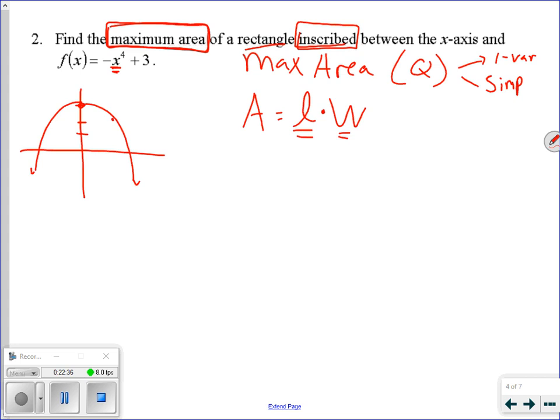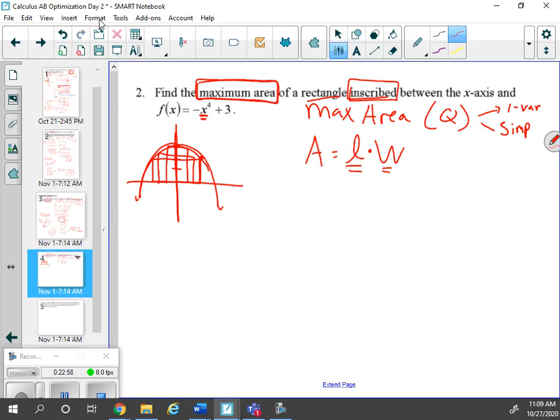It's going to go down, touch the x-axis, and because this function is reflective across the y-axis, it's going to go straight across, down, looks something like this. Now that's just one rectangle. I mean, I could have the rectangle look like this or like this. There's an infinite amount of rectangles that I could potentially draw. But my goal is to find the rectangle that's inscribed with the largest area.